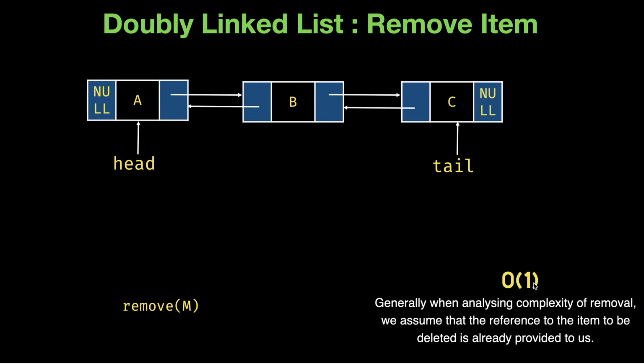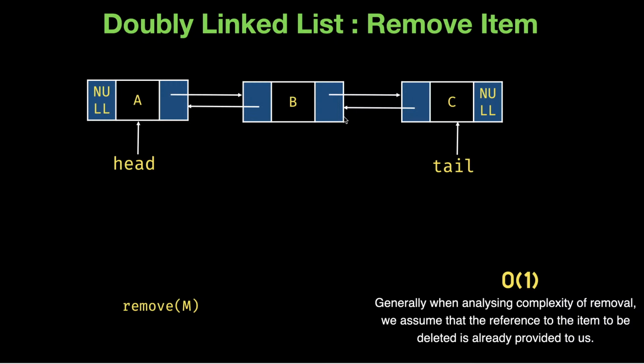Actually this remove operation is frequently written as O(1). That is because while analyzing the complexity of removal, we are assuming that the reference to the item to be deleted is already provided to us. If we consider finding as well as removing, then that is clearly O(n). But while analyzing the complexity of removal, in most textbooks, articles and literature, you can find it as O(1), because the removal itself is O(1) and the finding is O(n), right?